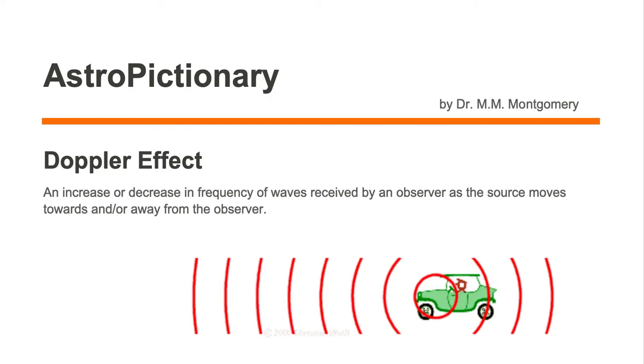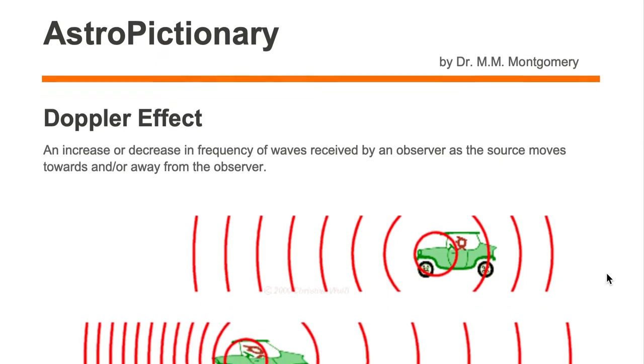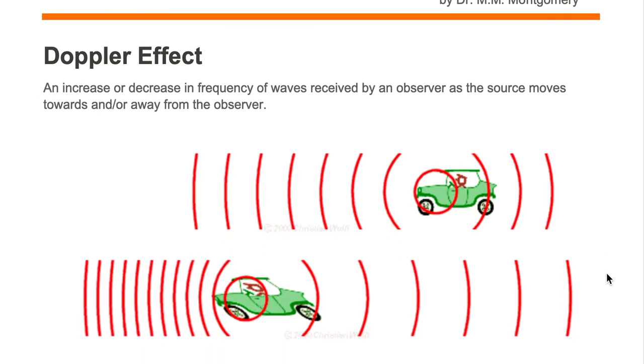The Doppler effect is an increase or decrease in frequency of waves received by an observer as the source moves towards and or away from the observer. Now you have a shift in waves. It could be a shift in sound waves, or it can be a shift in other electromagnetic waves such as light waves. Let's look at sound waves for the Doppler effect.